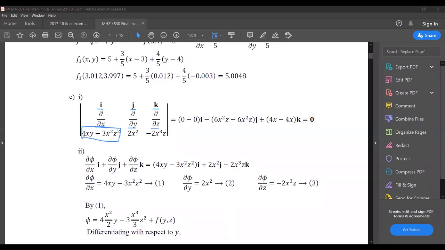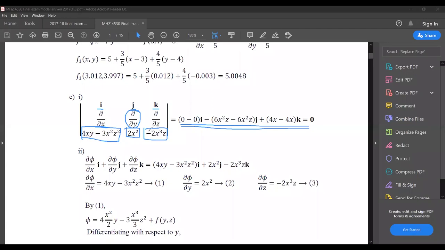This is the I component, and they have taken the J component and the K component. Right, I, J, K. All three components are here, and they have just taken the curl of it. So first we keep the I and multiply by ∂/∂y, this one, ∂/∂y of minus 2x cube into z. So you have to take the partial derivative of minus 2x cube z with respect to y.